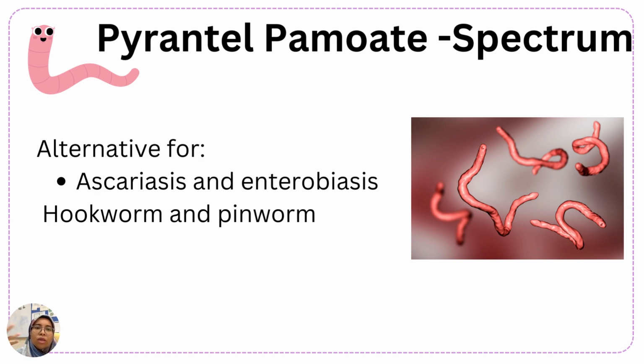When do we use pyrantel pamoate? We use it as an alternative, because we have other options. You can use piperazine, you can use albendazole as mentioned earlier. So you can use pyrantel pamoate as an alternative for ascariasis and enterobiasis. You can also use it as a treatment, not an alternative, so first line is fine, for hookworm and pinworm.